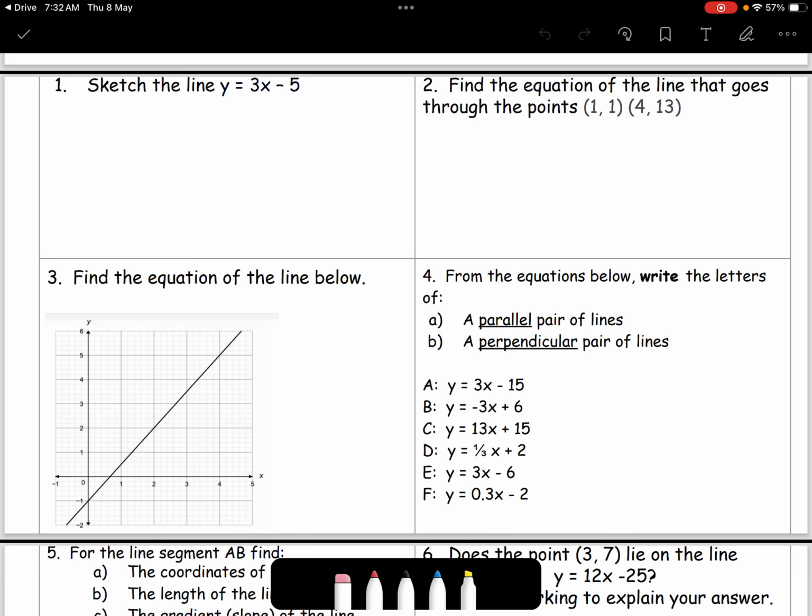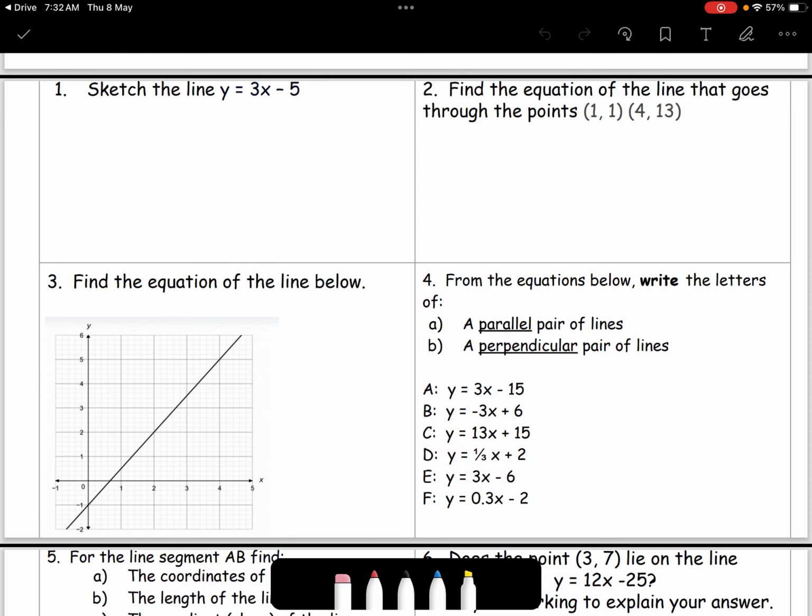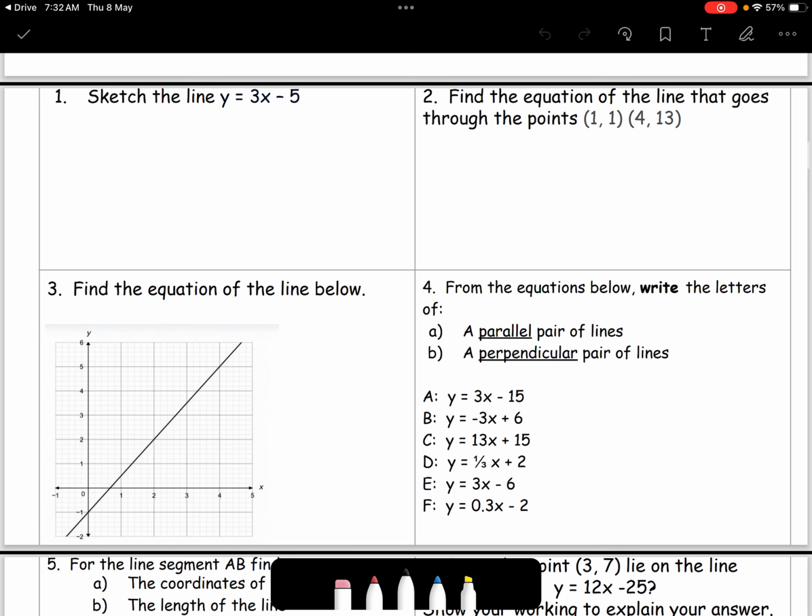Now, sketching of the line y equal to 3x minus 5. Let's talk about the basic concepts that we know about sketching of a line. So we do know that y equal to mx plus c. This is something you probably have seen for a long time, but let's just review this really quickly. Now we do know that m is the gradient, while c is the y-intercept.